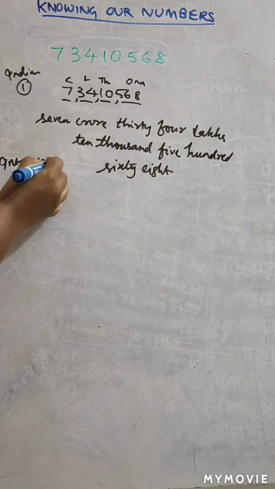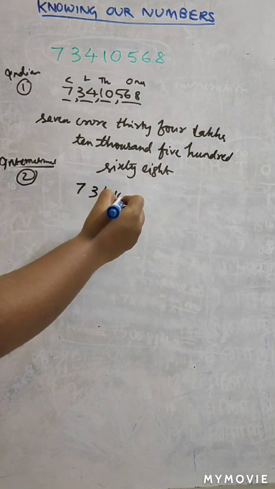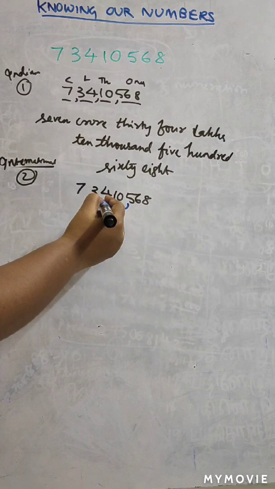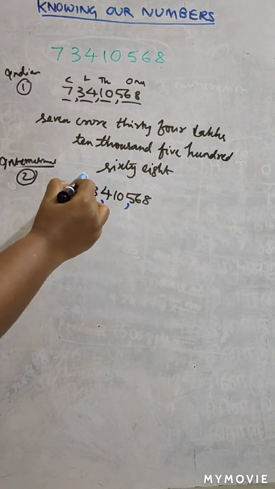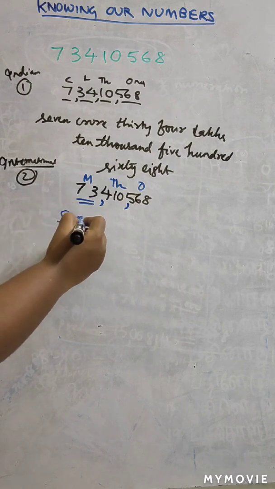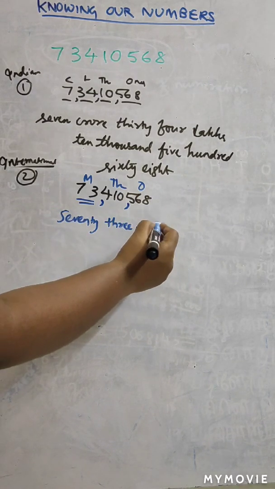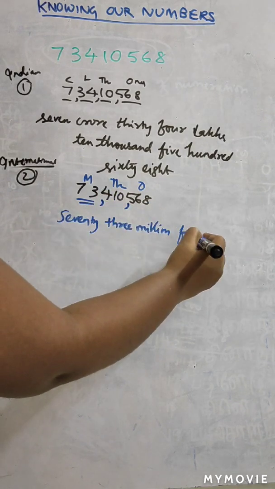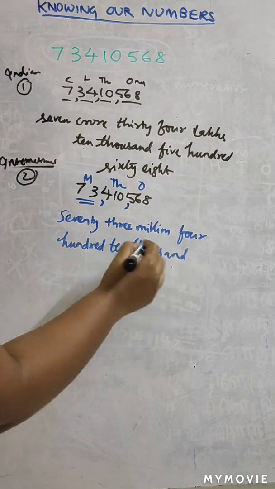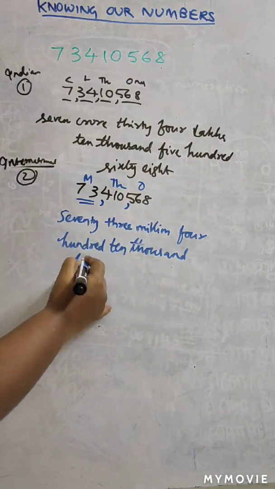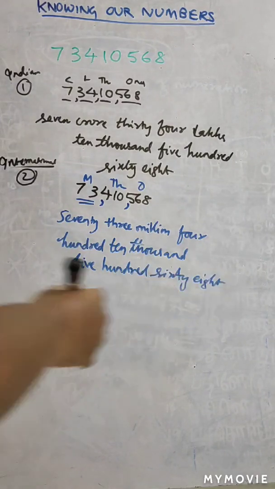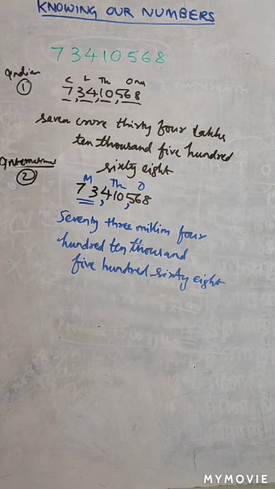Now let's move on to the international system of numeration. How do I write the same number in the international system? You remember it is 3, 3, 3, that's how we separate. So that's how I'll put the commas here. The first one is the millions period, then we have the thousands, and then the ones period. So this is nothing but 73 million, 410 thousand, and then finally the ones period, 568. This is how we write it in the international system of numeration. I hope you understand how to write a given number in words in both number systems.